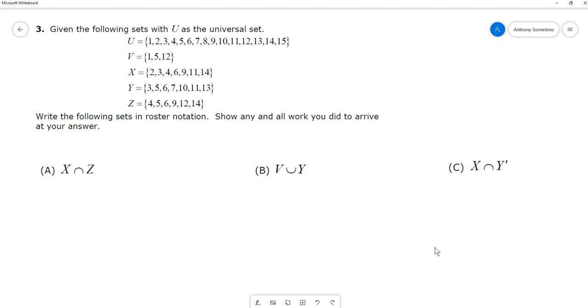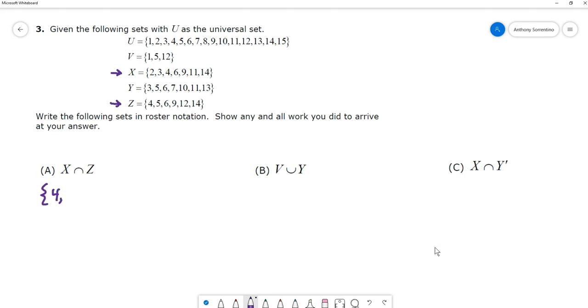So for A, I want to find the intersection between x and z, which means I'm looking at these two, x and z, and I'm looking for the intersection. The intersection means I'm looking for values that are in both of those sets. And so when I look at this, x and z, the first number I see in x is 2. Z does not have 2 in it, so that one's not going to be an intersection. X has 3 in it, but z doesn't, so that's not going to be one of them. They both have 4, so it's going to be one of them.